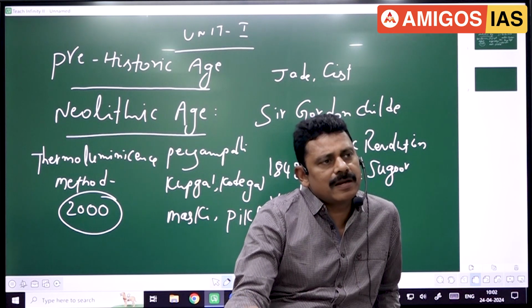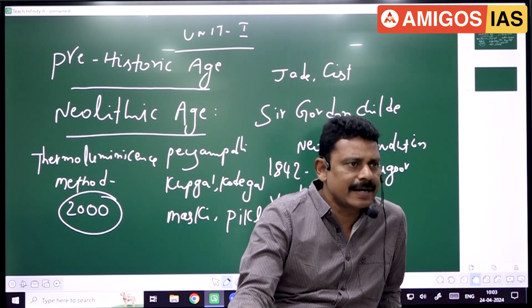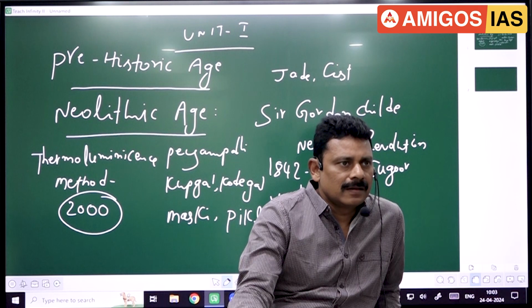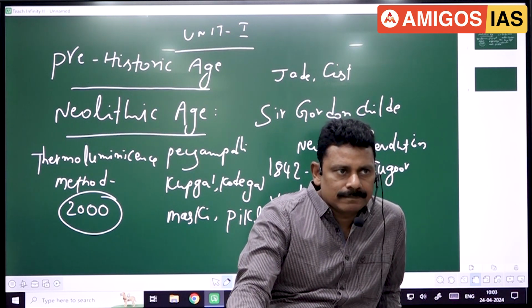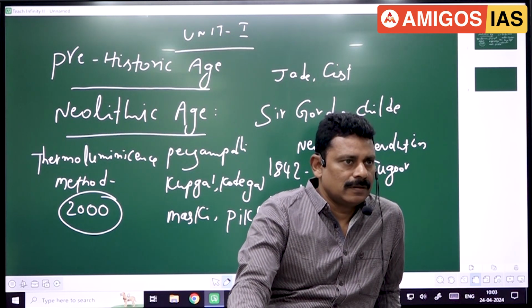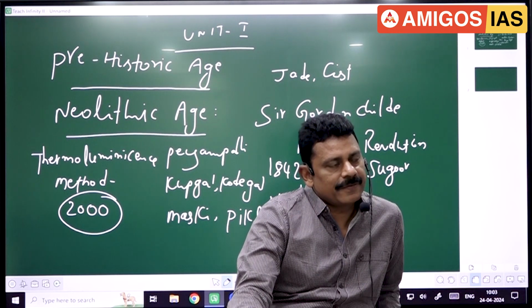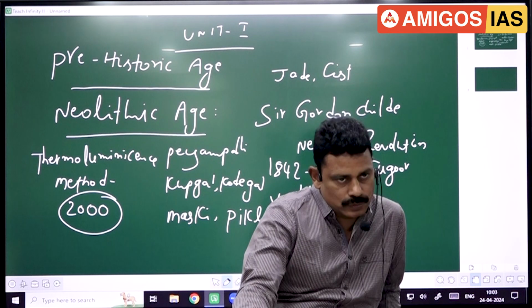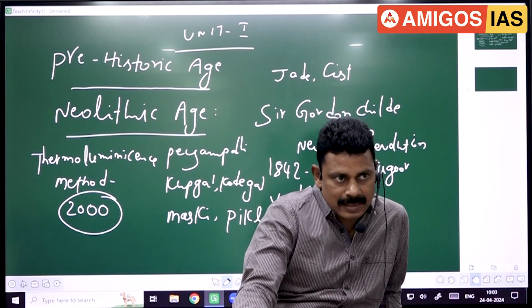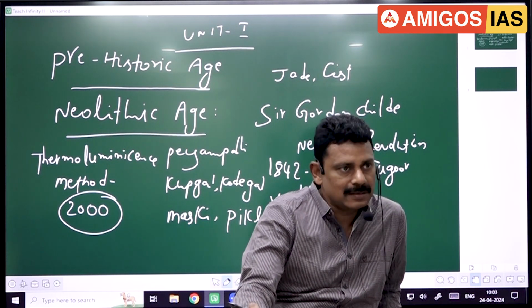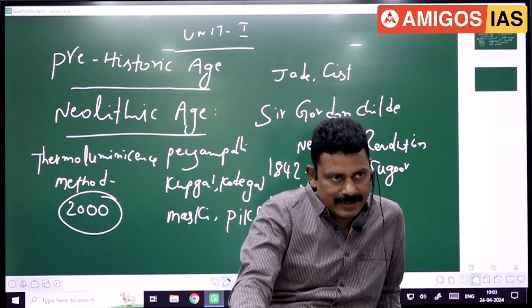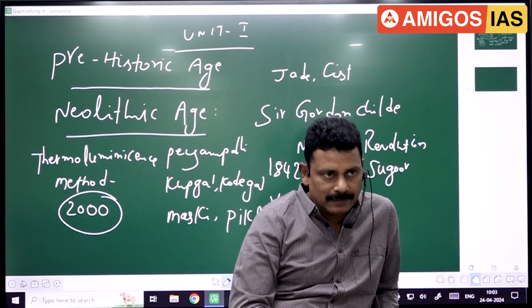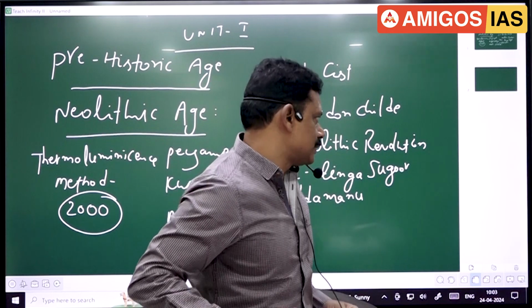Out of the total animals that have been domesticated by them, cow occupies the lion's share. Out of the total animals, 54% of the animals that have been domesticated by them happen to be cows. So cow has become a major source of livelihood for them in this Neolithic period. That's about the 3 stone ages.